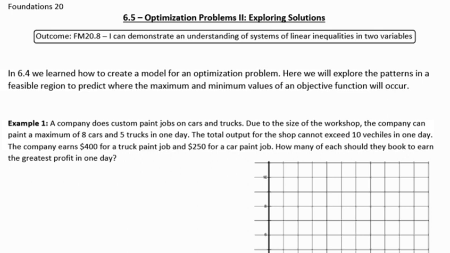6.5 Optimization Problems Part 2, Exploring Solutions. So in the last section in 6.4, we learned how to create a model for an optimization problem. In this section, we are going to explore the patterns in a feasible region to predict where the maximum and the minimum values of an objective function will occur.